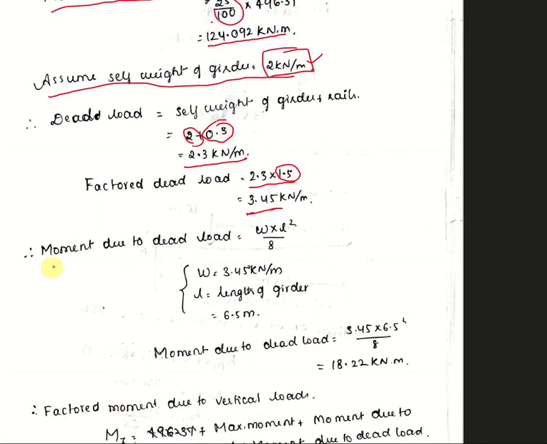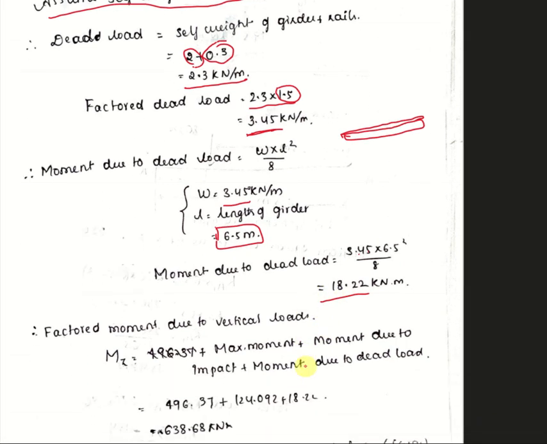Now we have to calculate the moment due to dead load. The dead load on the gantry girder is along the complete length, so it is like UDL. The maximum moment for a simply supported beam carrying UDL would be WL square by 8. So here what is W? We just calculated the factored dead load, 3.45 kilonewton per meter, and L is the length of the girder. A 6.5 meter span was given in the question, right? Upon substituting the values here, we will be getting 18.22 kilonewton meter.